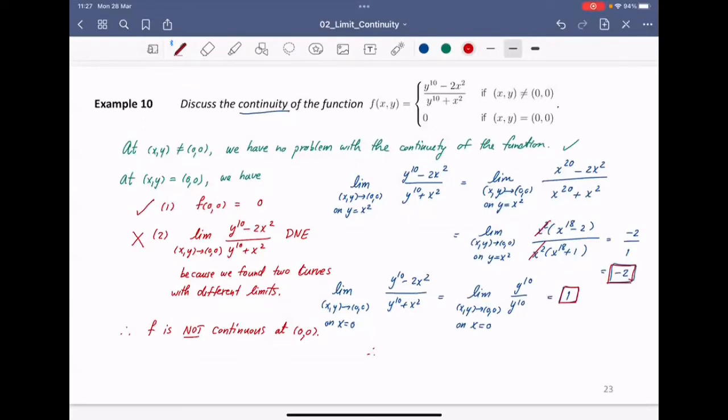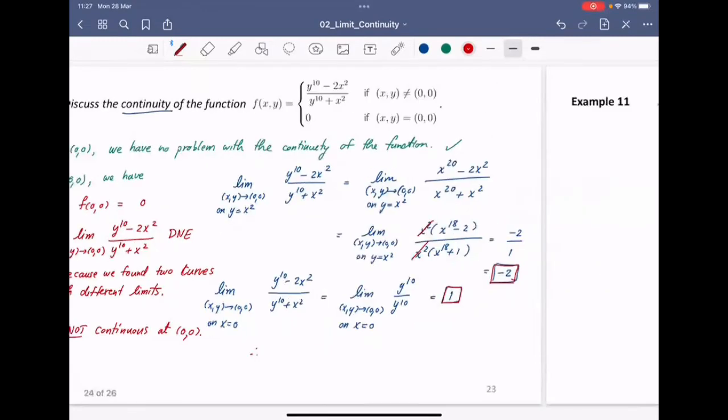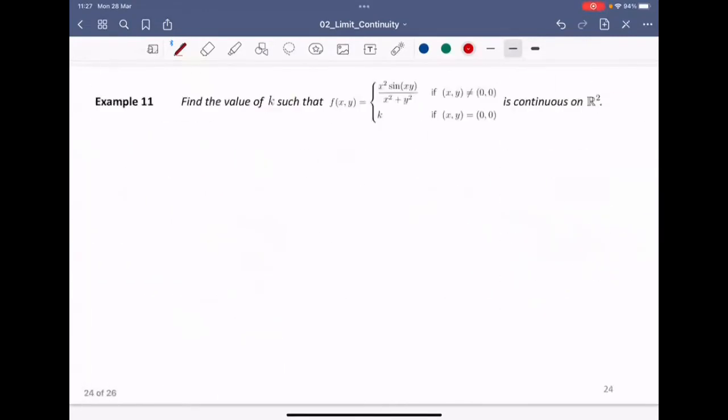Do you guys have any questions for me on this question? No? Good. So far so good, everyone? Okay. The last example for this handout. Here we need to find the value of k such that this function is continuous. For sure, we're working on R squared.